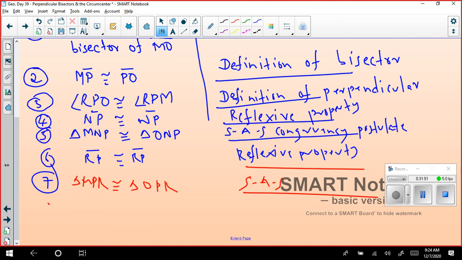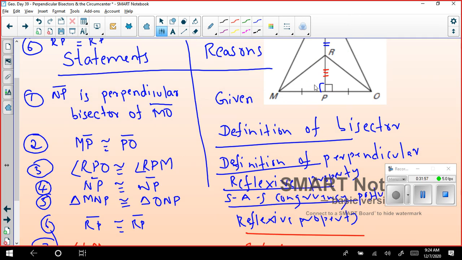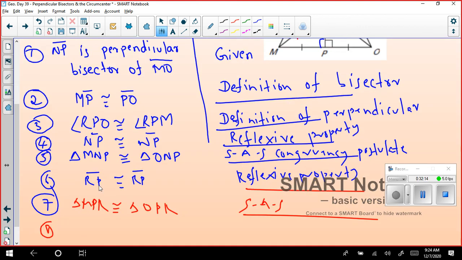And then we can say, because these two triangles are congruent, this particular side will also be congruent. MR will be congruent to RO. Because these two triangles are congruent, I can say MR is congruent to RO, by CPCTC, which is corresponding parts of congruent triangles are congruent.